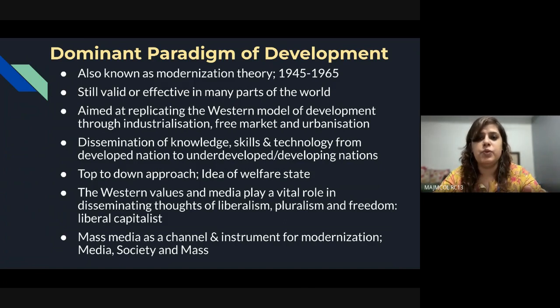And the idea was to pass on that knowledge to people who were underdeveloped or developing at that particular moment of time. Therefore, Western values and media played a very vital role in disseminating those thoughts, whether of liberalism, pluralism, or freedom of speech and expression. And therefore, the idea of capitalism came about in developing and underdeveloped countries at that same time. Mass media here was used as a channel, as an instrument for modernization, and the way it disseminated information came about during the dominant paradigm of development itself.